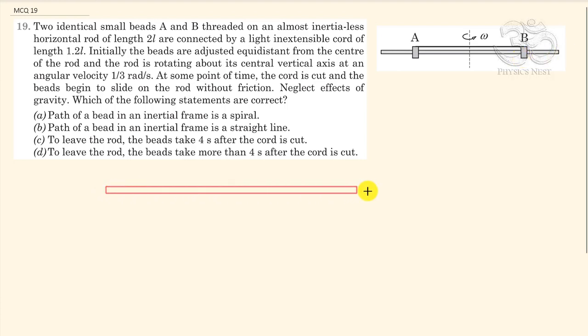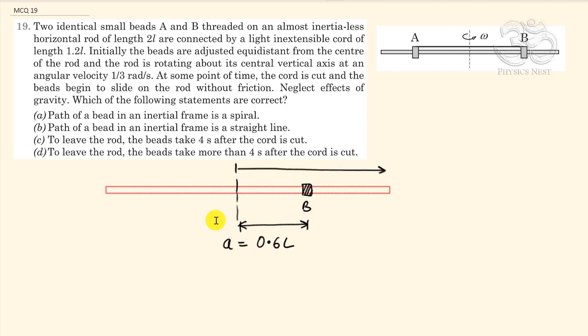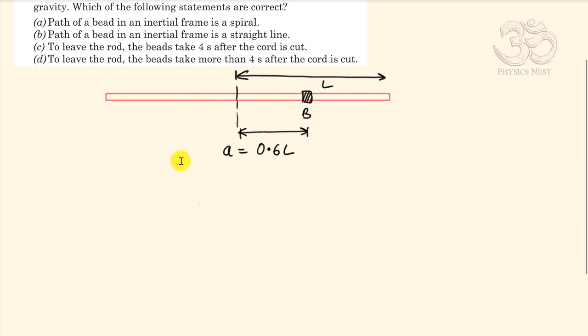So let's say that the rod initially is this and there is an axis going through its center. It is spinning about this particular axis. There is a bead B which is initially at a distance of 0.6 times L from the center of the rod. Let me call that distance small a in order to have a shorthand notation. The length of rod on one side is capital L, and so the total length of rod is 2 times capital L. Now this is the initial situation in which the rod is.